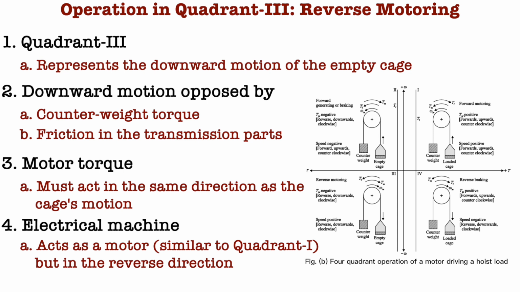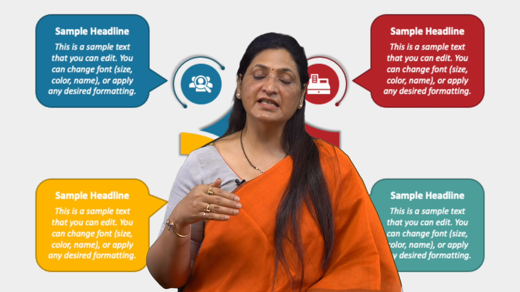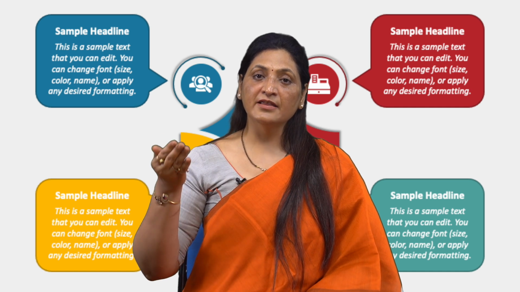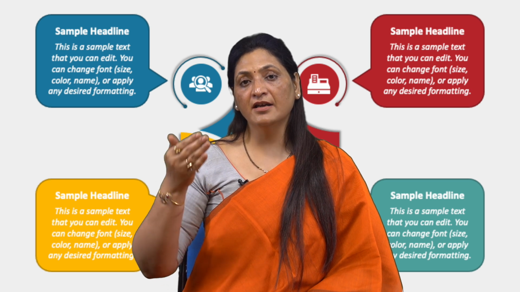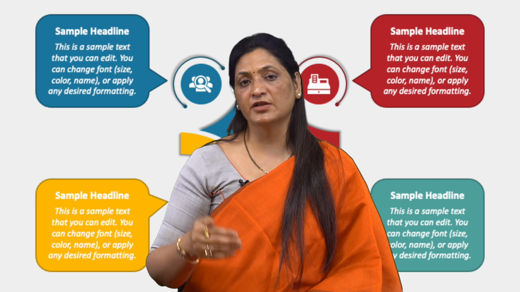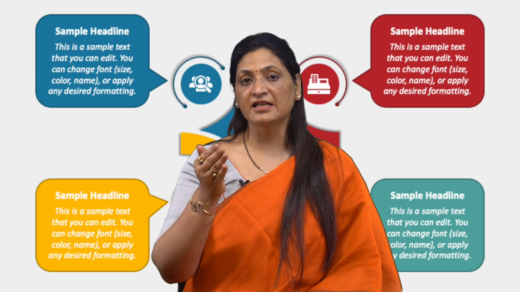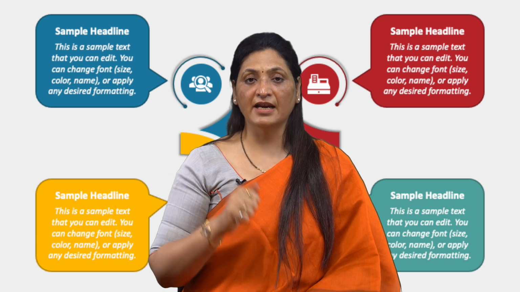So, the quadrant 3 becomes a reverse motoring mode. The motor torque has a negative sign as it causes an increase in speed in the negative sense, and the speed also has a negative sign being in the downward motion. Power thus has a positive sign as both the signs, that is the motor torque and the speed, are negative.